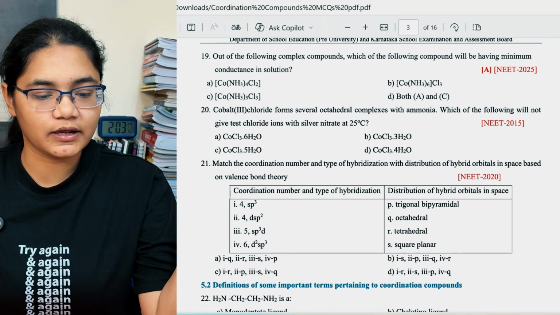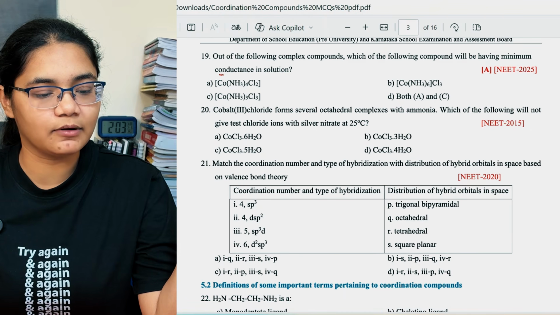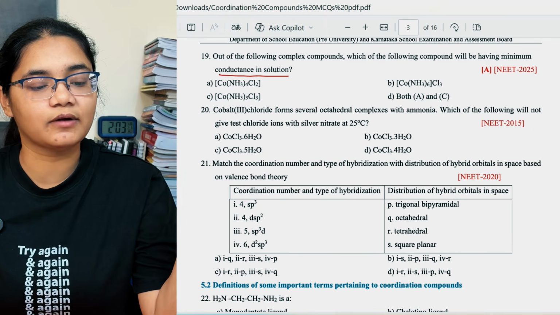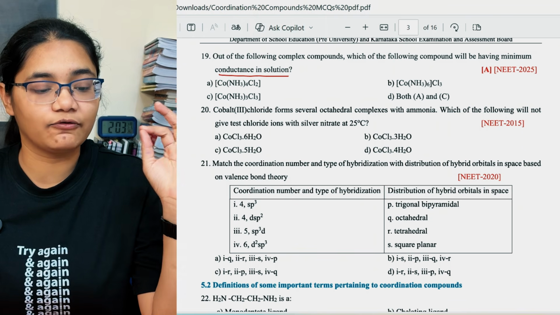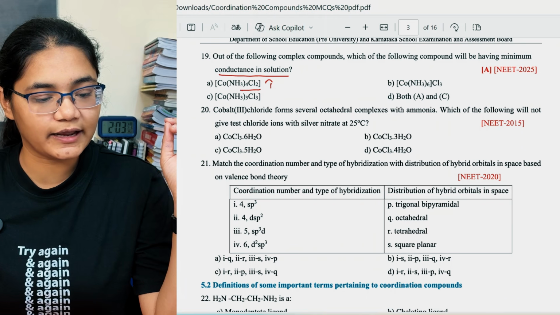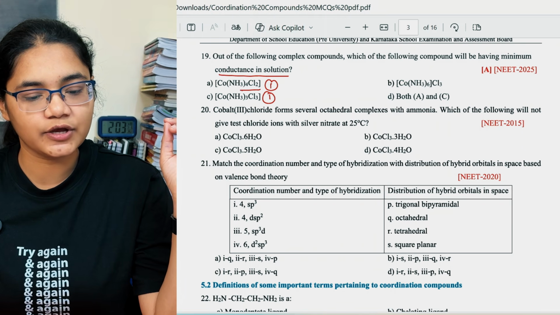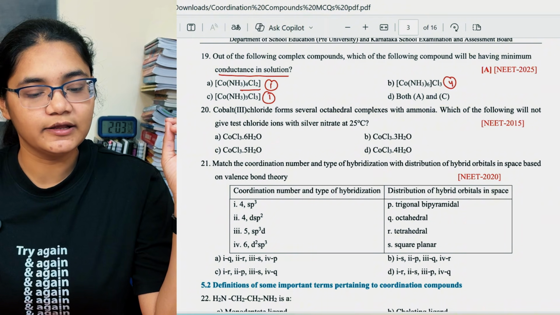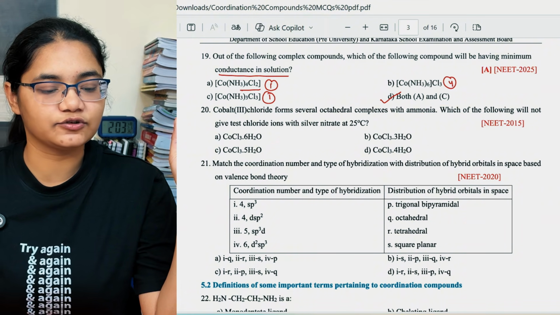Next is, out of the following compounds, which of the following will have the minimum conductance in the solution? For minimum conductance, you should have the least number of ions. So for that, if you see, here 1 ion is produced, here also 1 ion is produced, here 4 ions will be produced. So that is why both A and C, that is option number D.